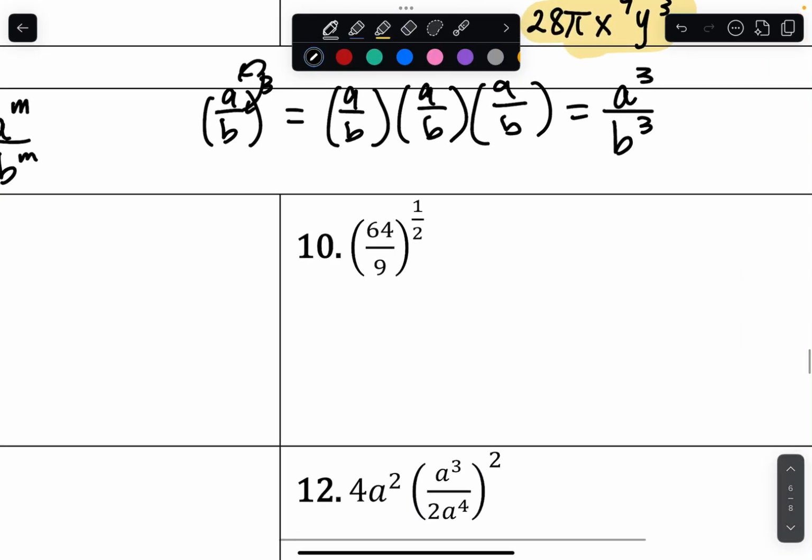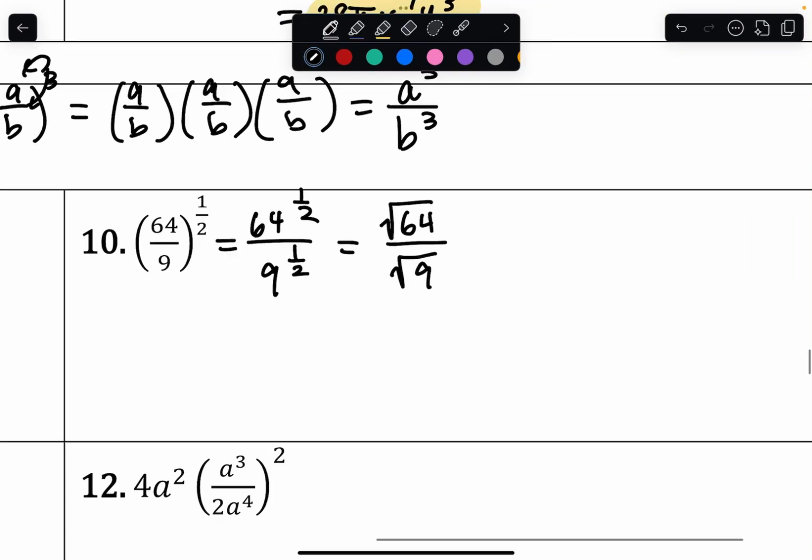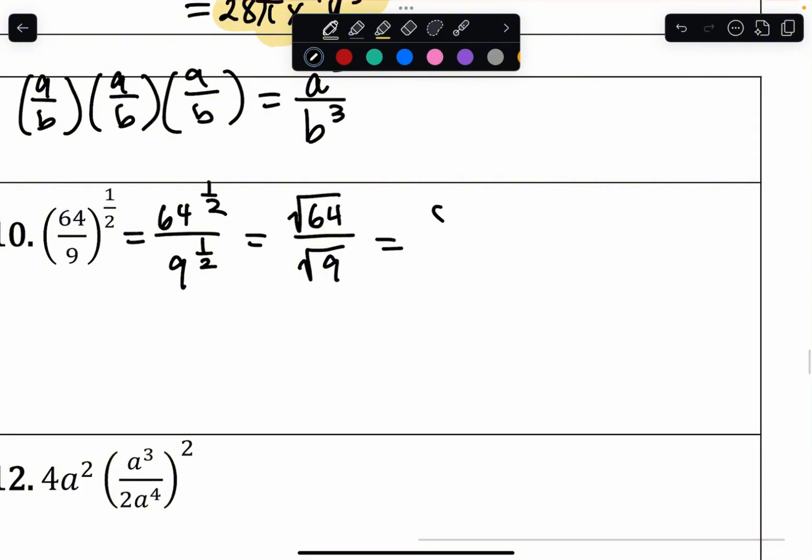Here I would distribute the 1/2, so this would give me 64 to the 1/2 over 9 to the 1/2, which we know 1/2 power is the same as square root. And so square root of 64 is 8, square root of 9 is 3. And so my final answer is just 8/3.